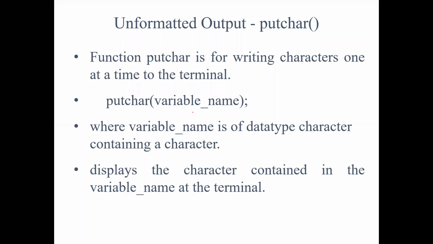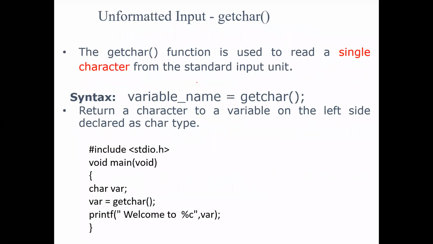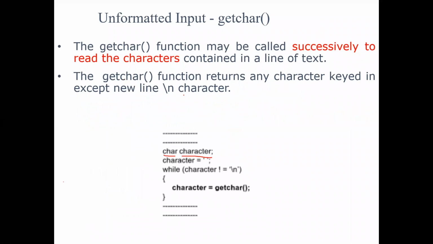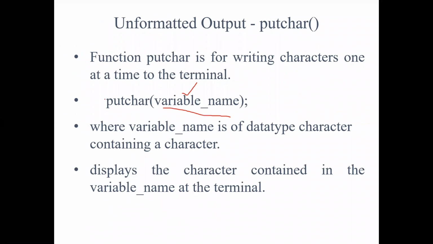Got it? So for putchar, we mention the argument within the parentheses, giving the variable name. But in getchar, what we were doing was giving a variable name equal to getchar. Here we didn't give any arguments because getchar is a function which will be returning a value, and this return value has to be assigned to a variable of character data type. Got it? So the difference between getchar and putchar is that in putchar we give the argument as a variable name, and in getchar we accept the return value in a variable name, right?